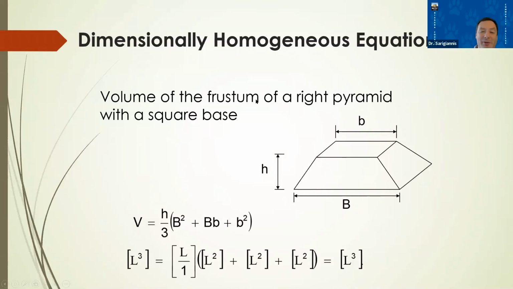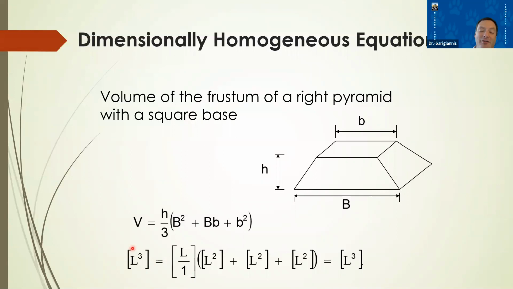Volume of the frustum. The frustum is just, if you take a right pyramid and cut off the top, that leaves you with the frustum. And it's got a square base. So the equation for volume is basically h over 3, right? Height over 3 times this formula for the base B and the top of the base, little b, right?